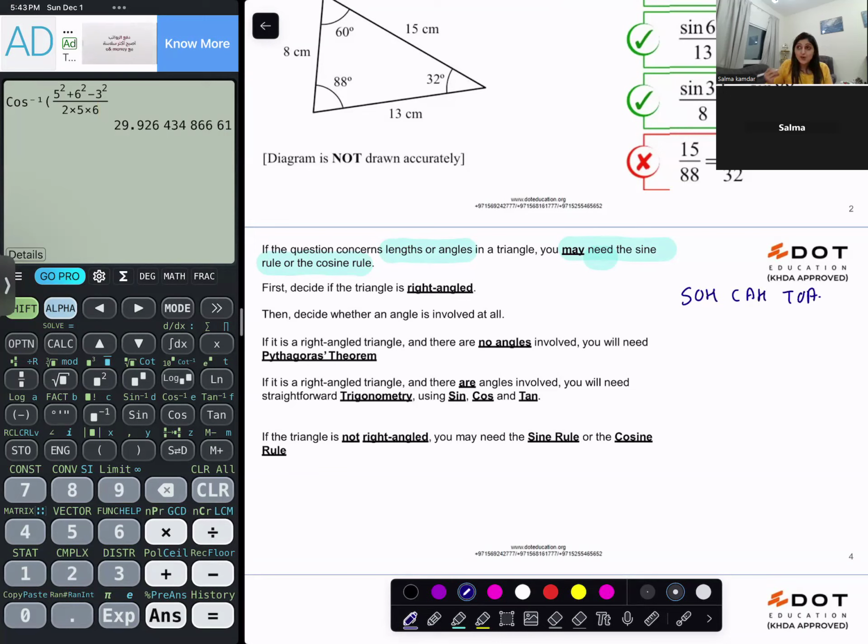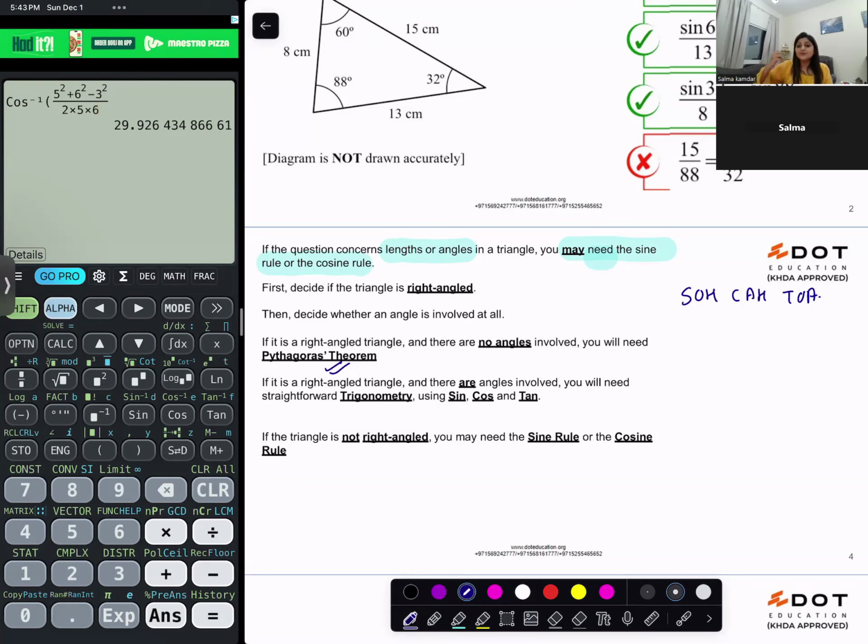Okay. If it is not a right angle triangle, then you would use your sine rule or your cosine rule. If it is a right angle triangle and there are no angles involved, then you will use your Pythagoras theorem. If it is a right angle triangle and there are angles involved, then you can straightforward use your trigonometry with SOHCAHTOA. If it is not a right angle triangle, you would need the sine rule and the cosine rule.